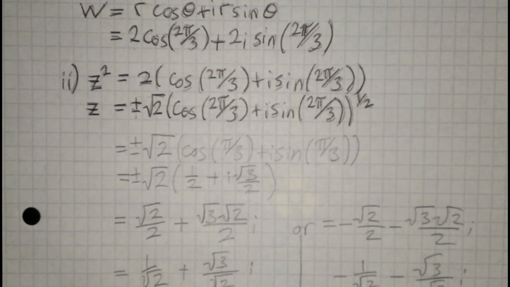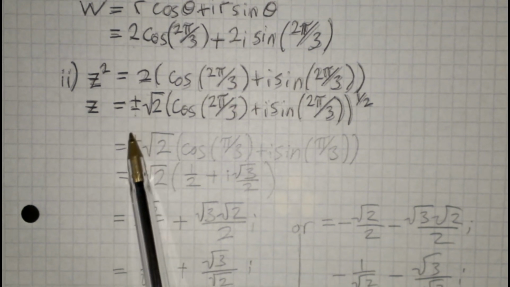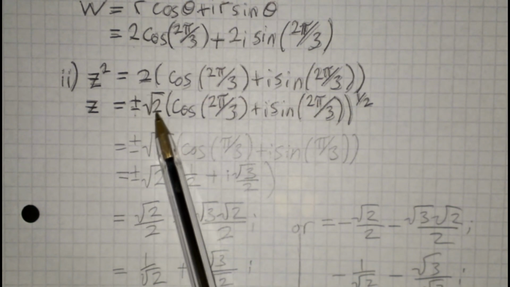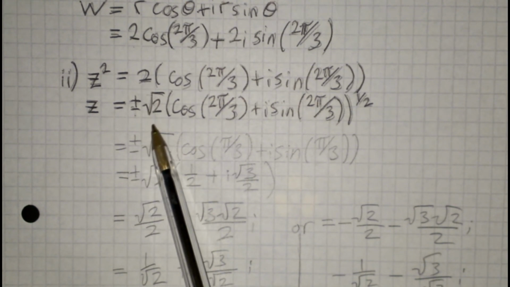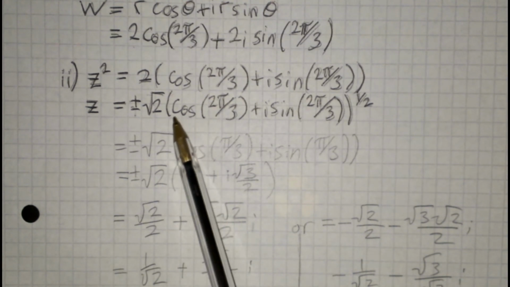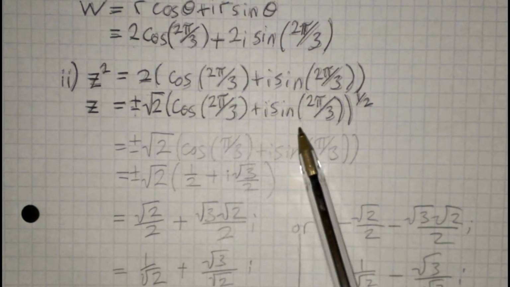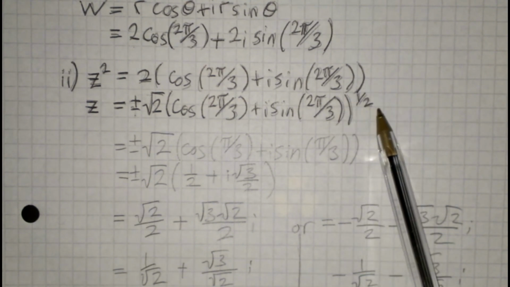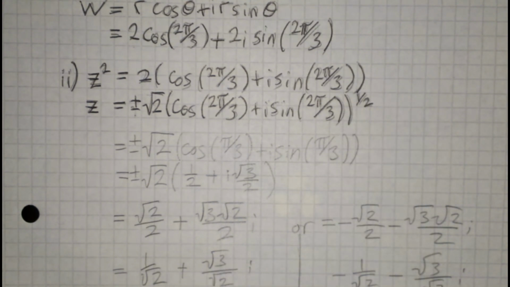Notice I'm not just taking the principal square root, so I'm going to get two answers here, the plus and minus answers. Well, when I take the square root of 2, I just get root 2, and I'm going to leave it like that for the rest of the question. We don't need to use decimals here. And with this cos 2 pi over 3 plus i sine 2 pi over 3 to the power of a half, and remember power of a half just means square root, I can apply de Moivre's theorem to that.